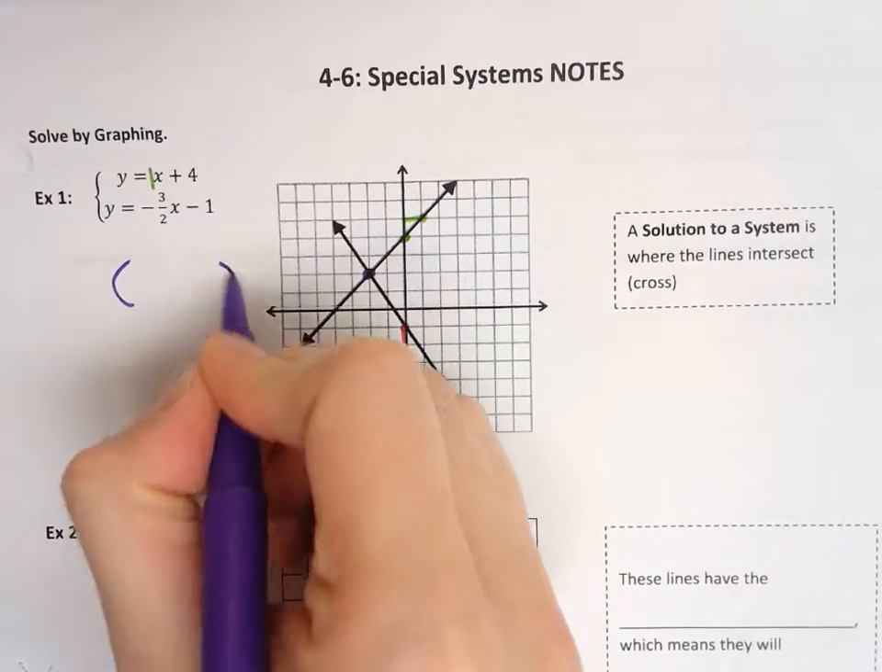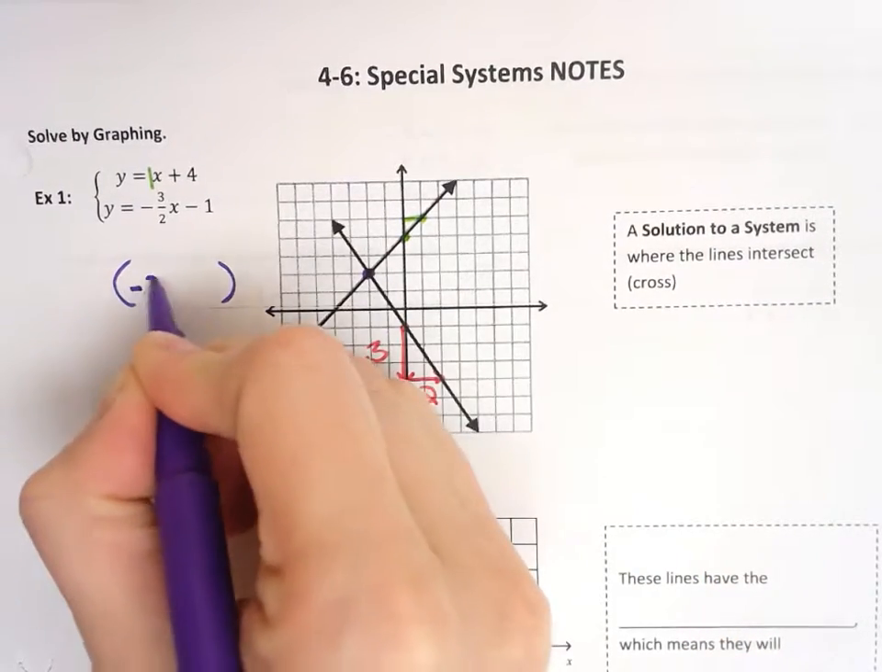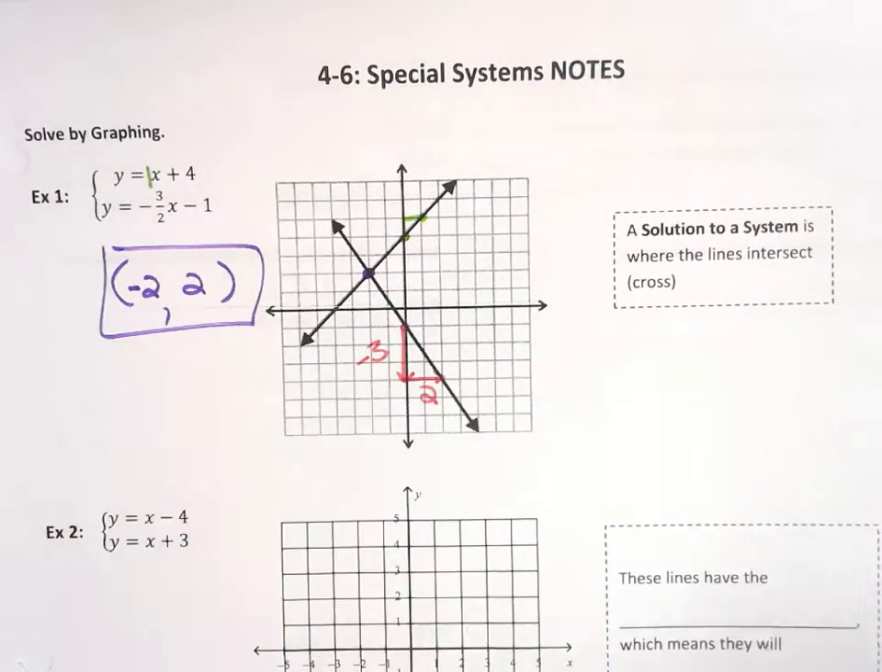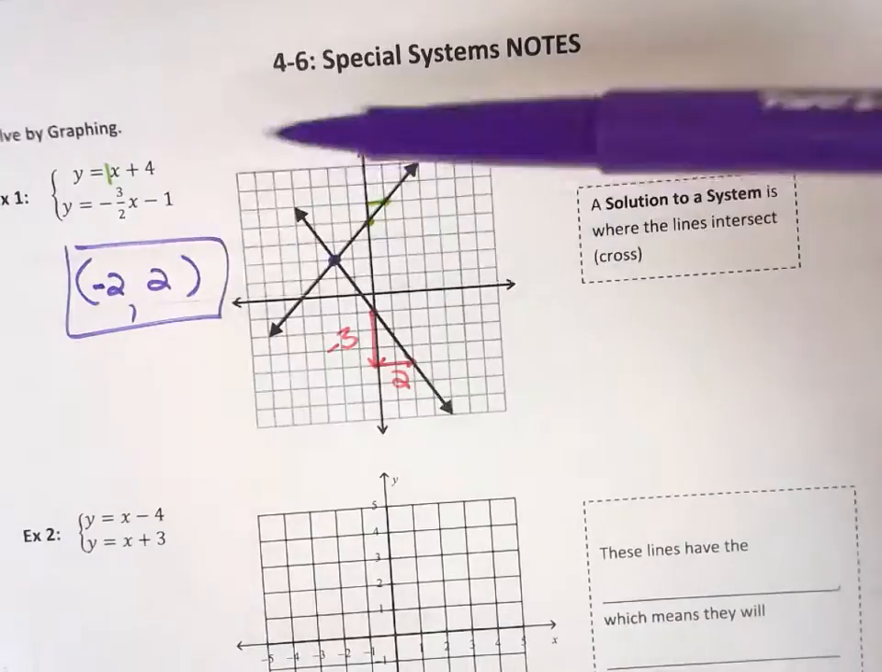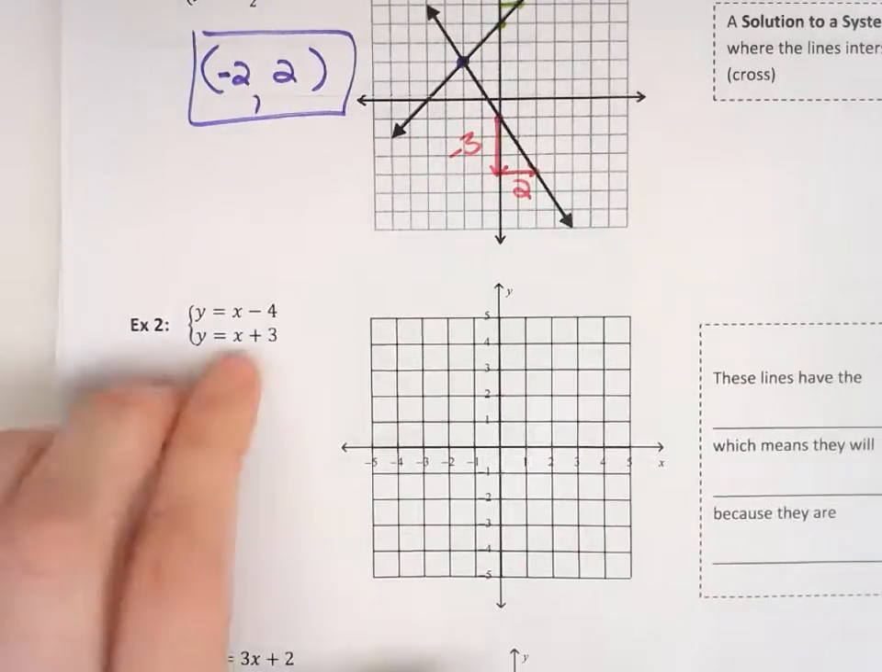So in order to write that ordered pair, I start at the origin, I went 1, 2 to the left, so that's negative 2, and then up 1, 2, positive 2. So the solution to a system is the ordered pair where they cross. Let's go ahead and look at example number 2.